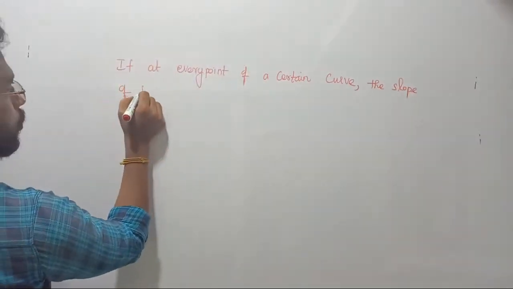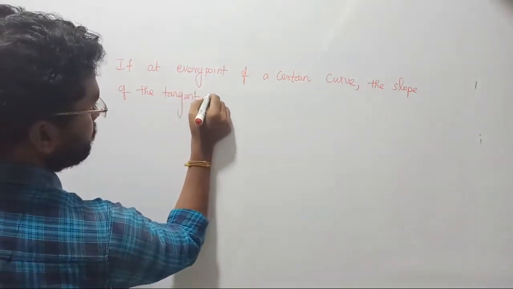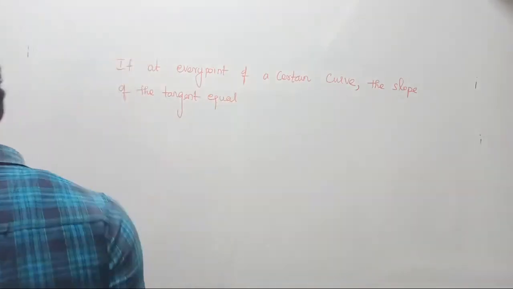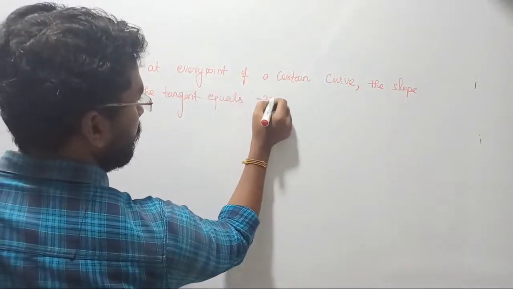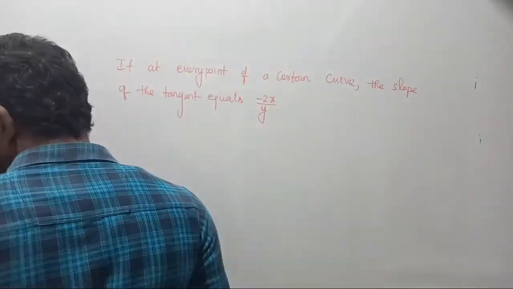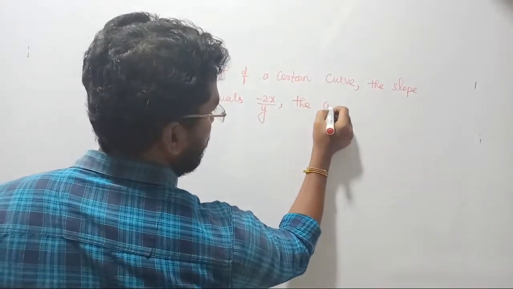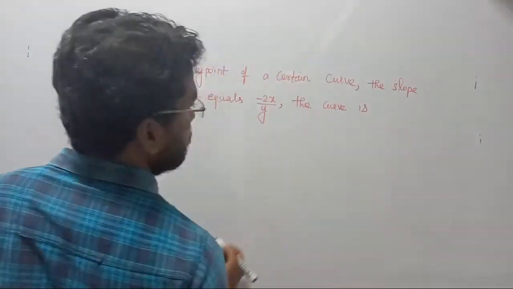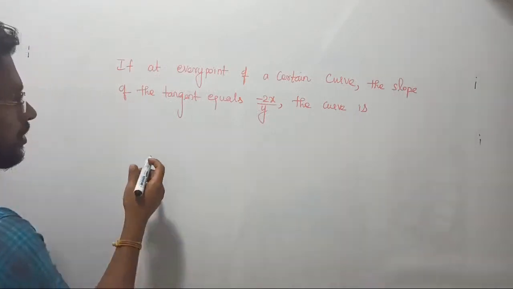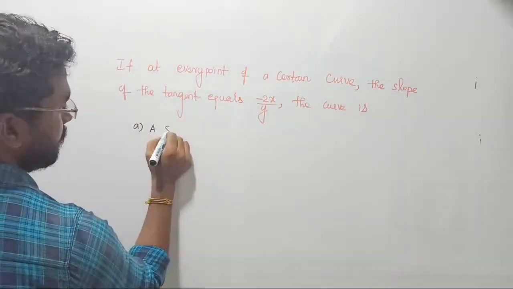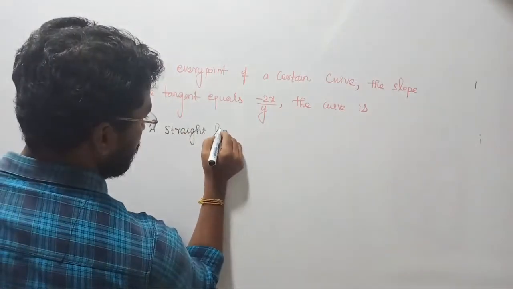the slope of the tangent equals minus 2x upon y. The slope of the tangent equals minus 2x by y. The curve is, option A, a straight line. This curve is a straight line.